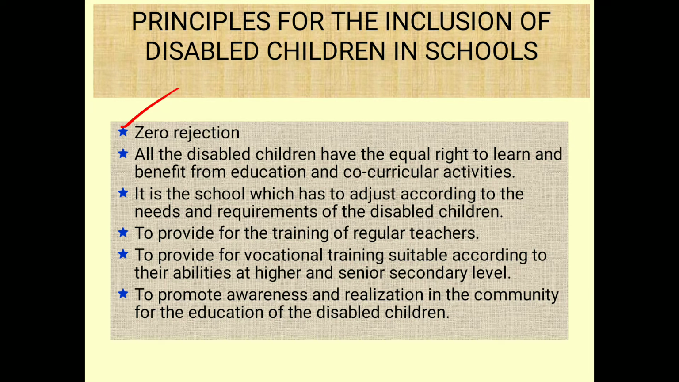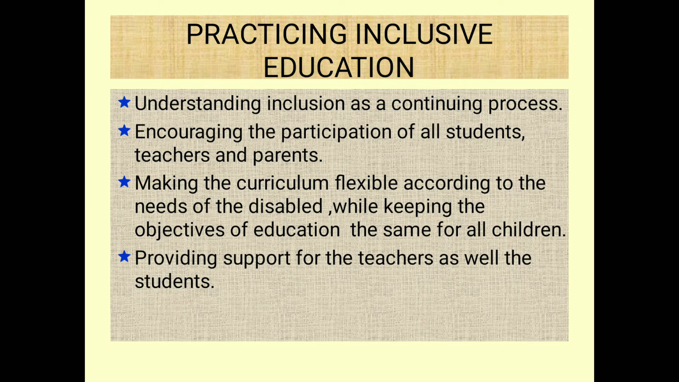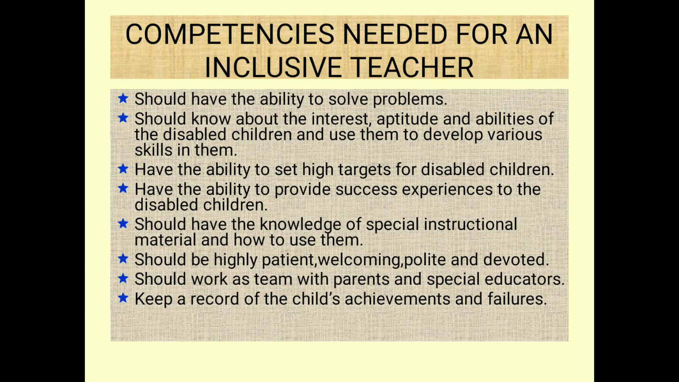To promote awareness and realization in the local community as well as among parents. We have to boost the confidence of parents, that their child also can learn in a normal school with normal children. That is the main principle of inclusive education. Then, how to practice inclusive education? Understand inclusion as a continuous process. We should consider it as part and parcel. Then, encourage participation of all students, parents, and teachers. The curriculum should be designed in such a way that it also fulfills the needs of disabled children. Then, provide support for teachers as well as students.